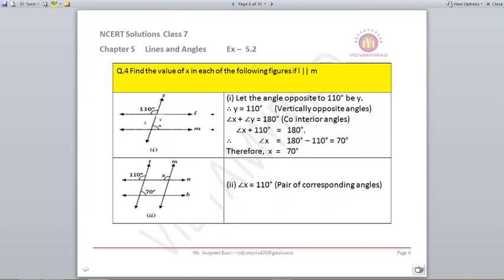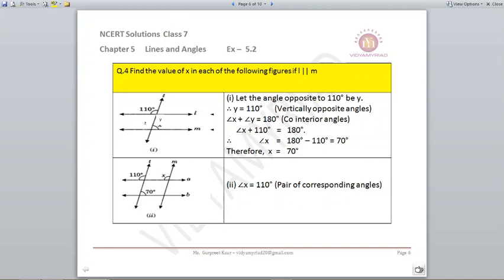Question number 4. Find the values of x in each of the following figures if L is parallel to M. Now there are many ways to do the question. Here is one of the ways I have explained, and there is one more way which I am going to tell you orally. Here I have assumed an angle y, which will also be equal to 110 degrees because of vertically opposite angles.